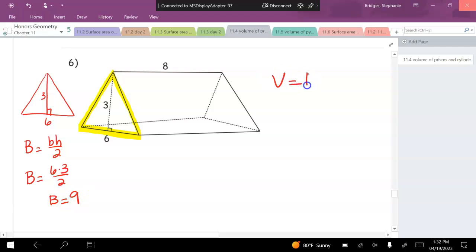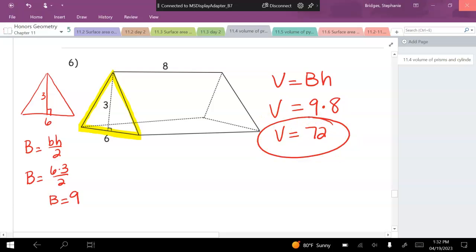So the volume is the area of the base times the height of the prism. We just found the area of the base to be 9. What's the height of the prism? 8. Even though it's on its side, that's the distance between the two bases. So therefore the volume is 72, not pi because there's no circles.